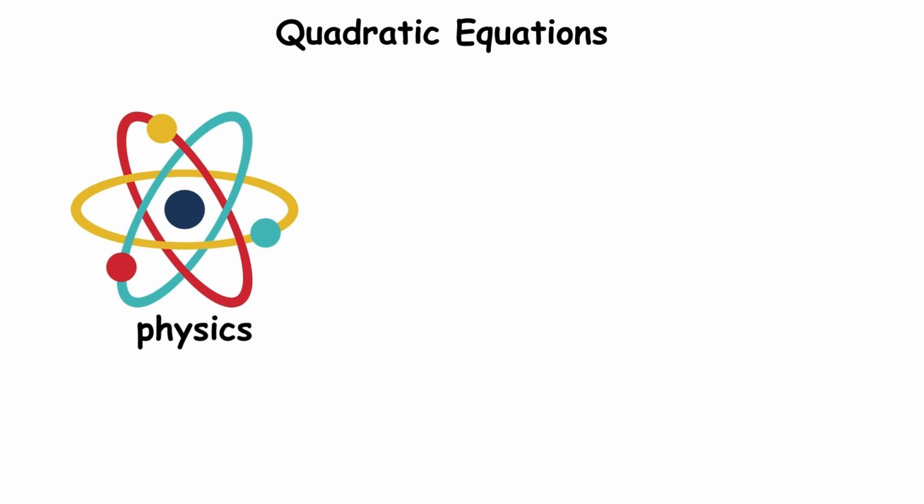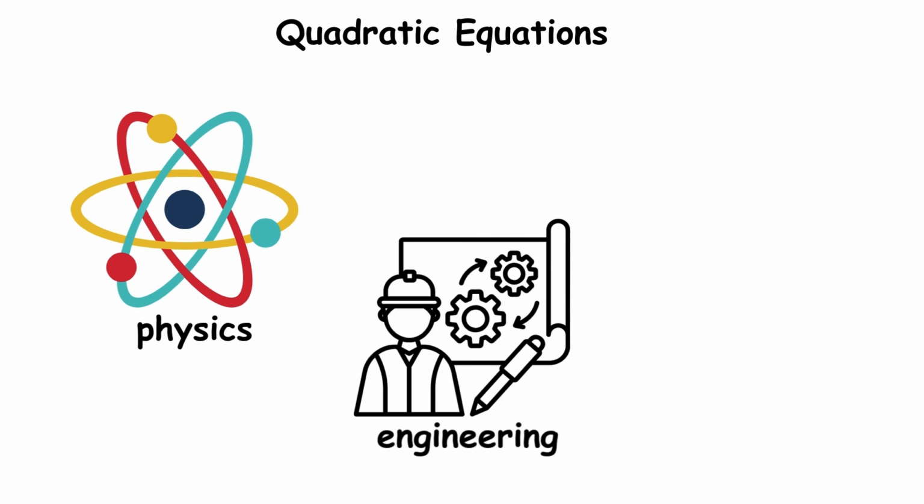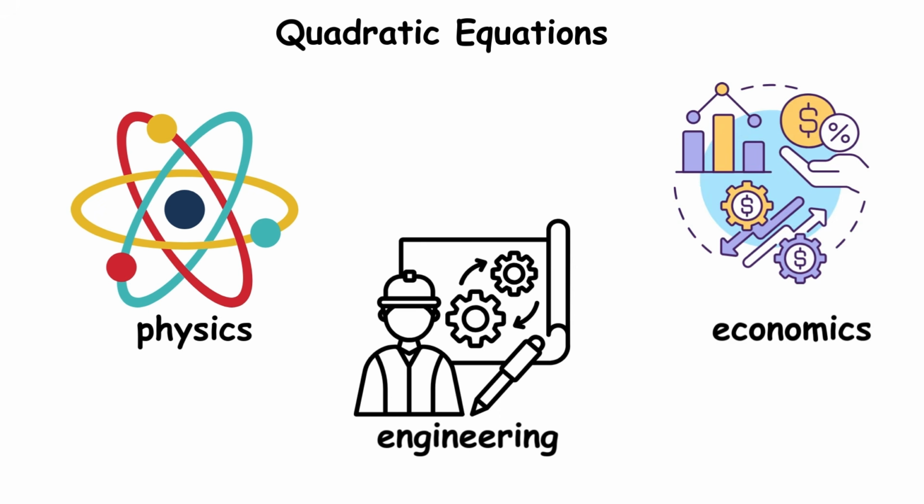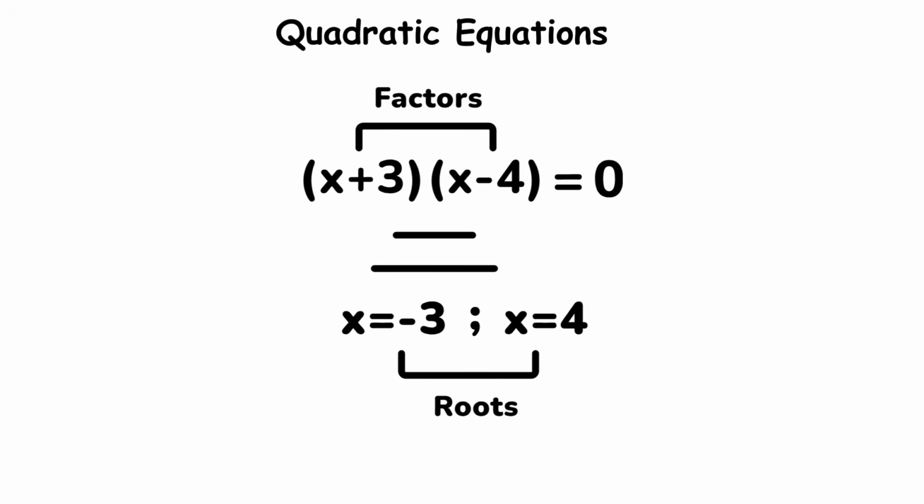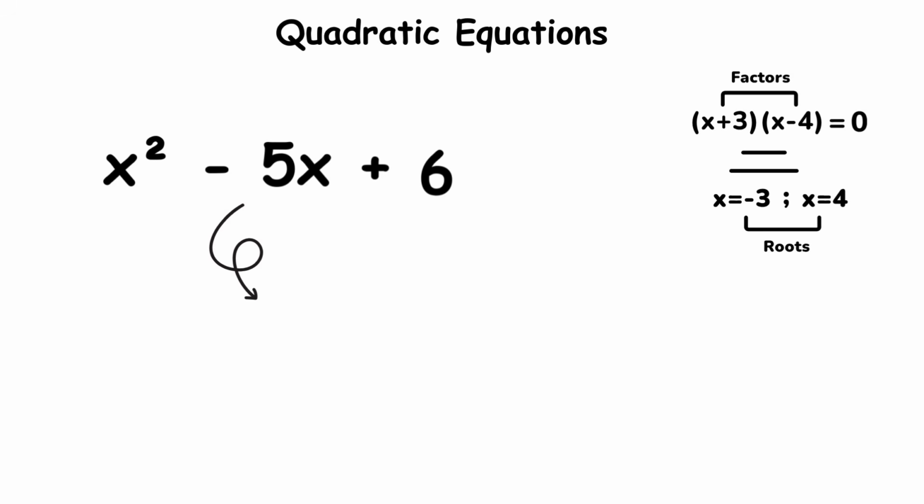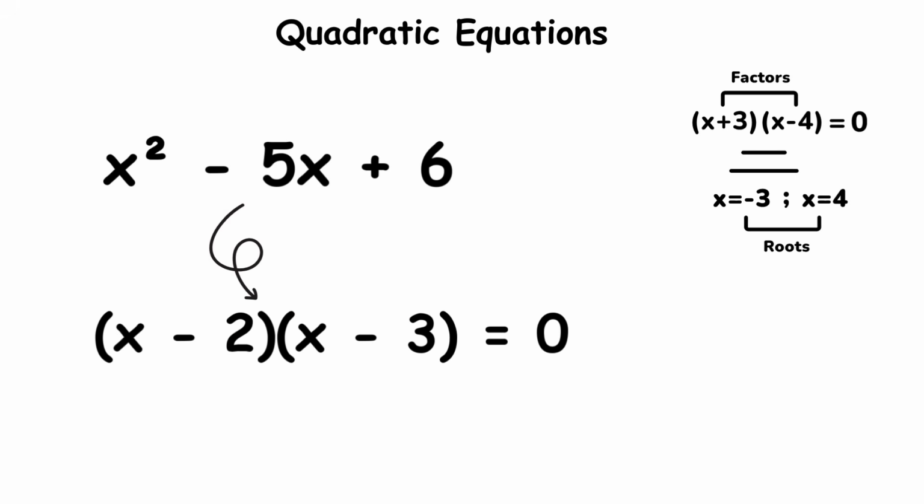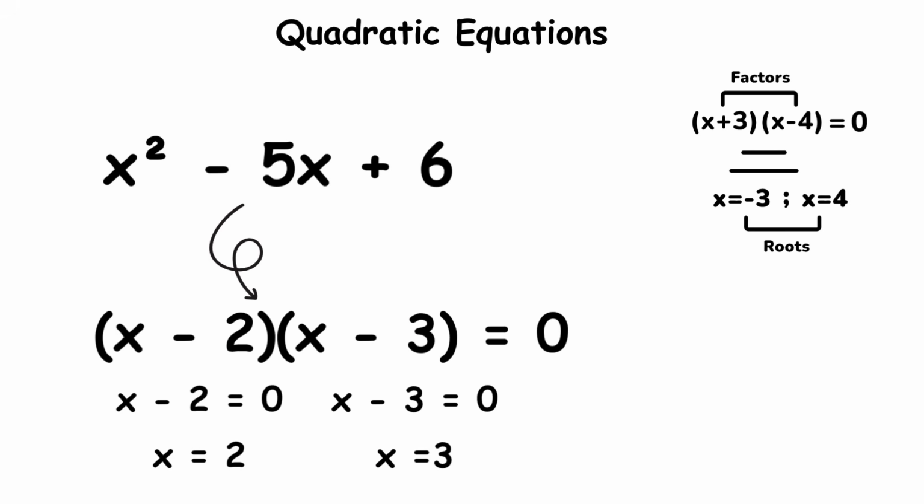These curves appear frequently in physics, engineering, and even economics, often modeling scenarios involving acceleration or area optimization. There are several methods to solve a quadratic equation. One common method is factoring, where we break the expression into two binomials, like turning x squared minus 5x plus 6 into (x minus 2)(x minus 3), which gives solutions x equals 2 and x equals 3.